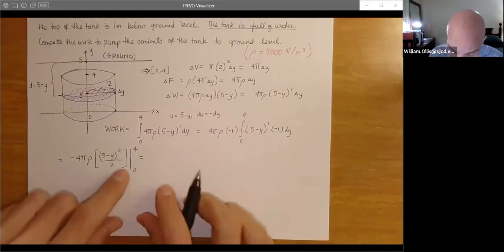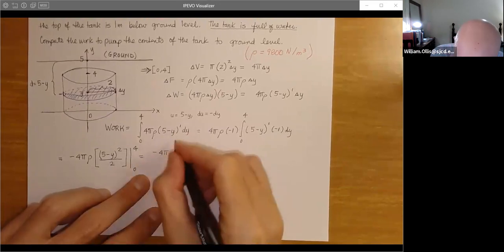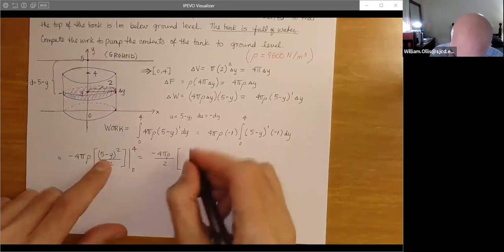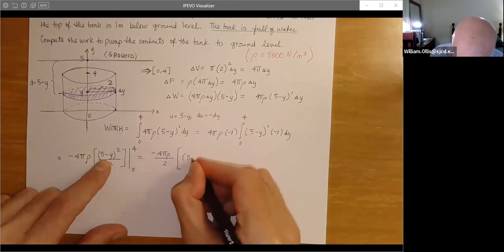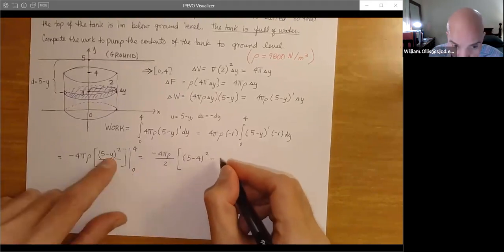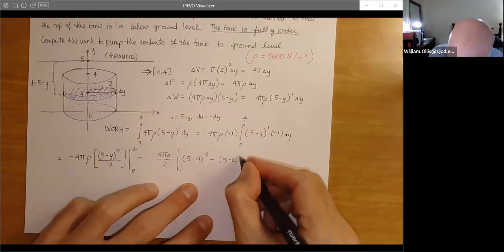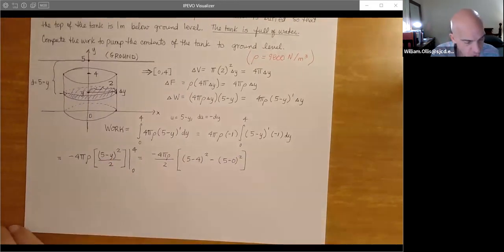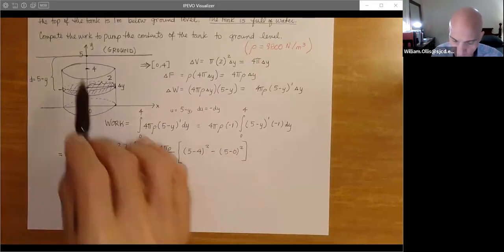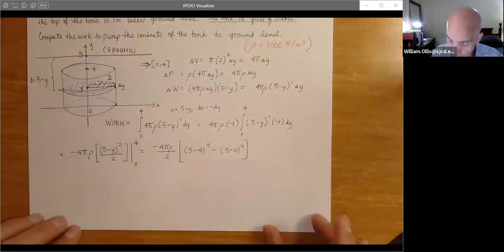So now, if you will, we can go ahead and rearrange. So we have a negative 4 pi rho over 2. And now we can substitute. We'll have 5 minus 4 quantity squared. And then, of course, we'll substitute the 0, 5 minus 0 squared. When we look at this particular computation, the only difference is that we've got this extra meter that we move outside of the tank. So that's a major difference.